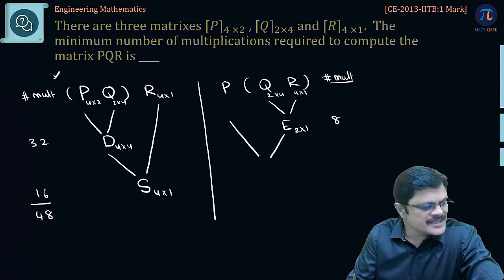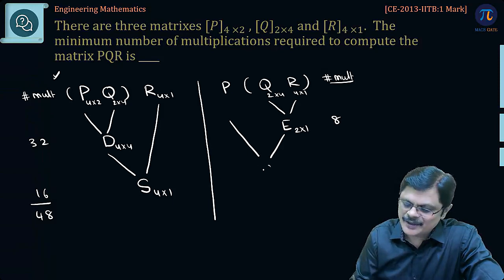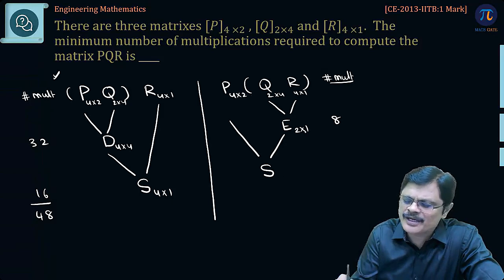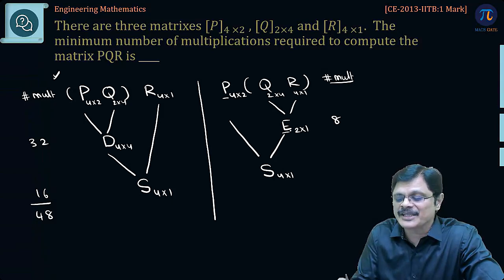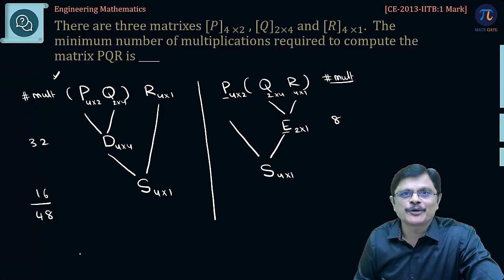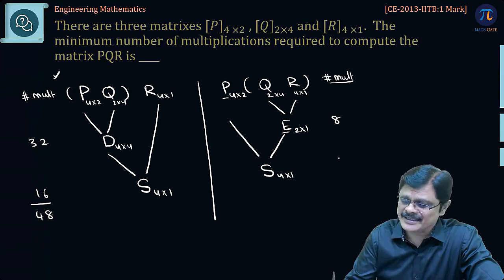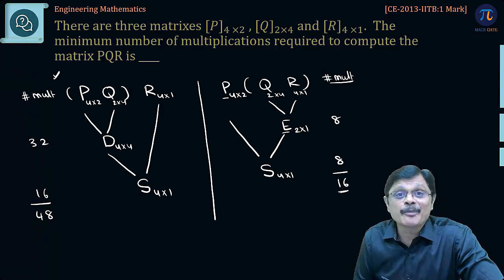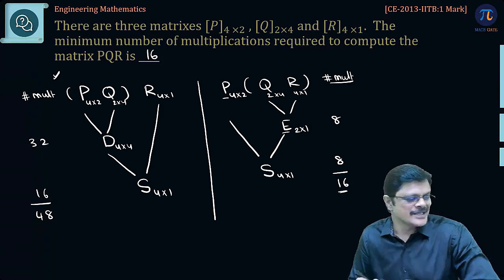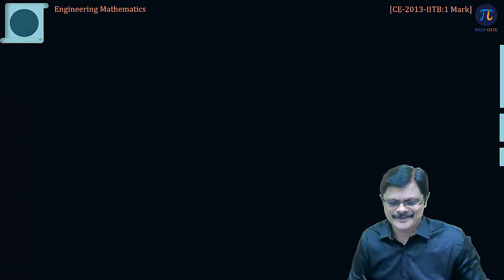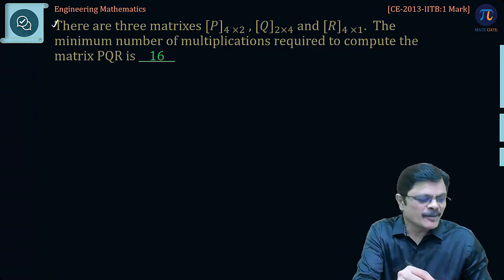Then these two matrices need to be multiplied. Then you are going to get the solution matrix. The order of the solution matrix: it is 4 by 2 and 2 by 1, so it is 4 by 1. How many multiplications are required to multiply P with E? 4 into 2 into 1, which is 8. So it is 8 plus 8, 16 multiplications. That is, we can get the product with just 16 scalar multiplications. So which one is minimum? 16 is the minimum. So the answer for this problem is 16.